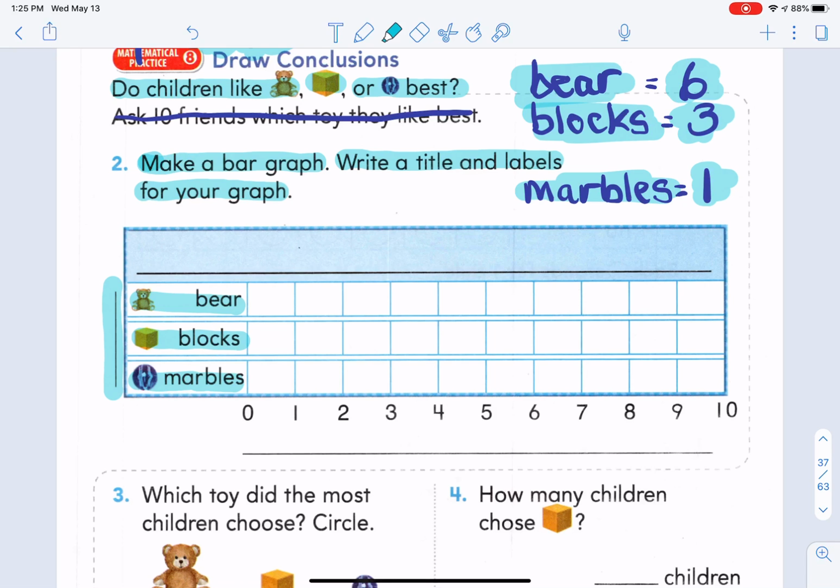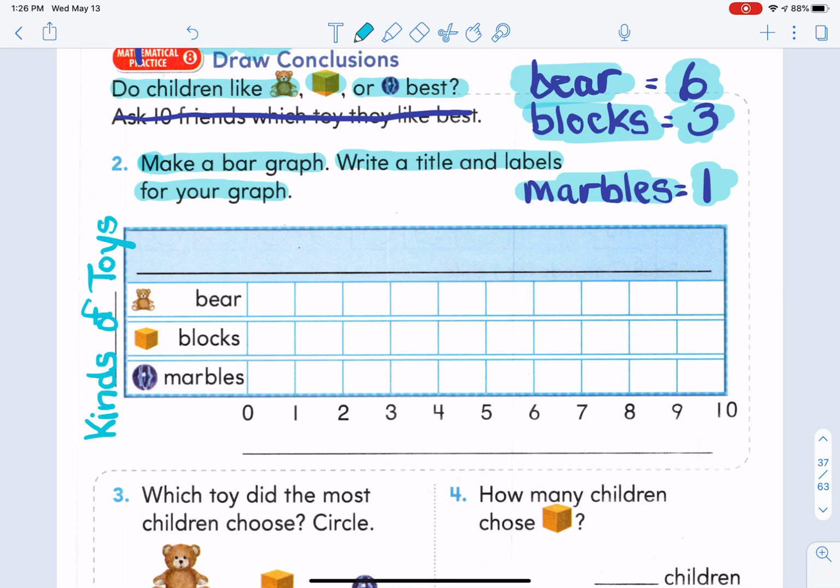Well, I'm going to write this in, and I need you to grab your pencil. Those are the kinds of toys. So let me see here. We're going to write, and you're going to have to write small, kinds of toys. That would be the label that goes on the side.